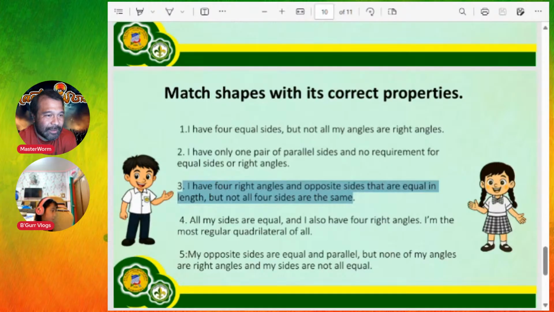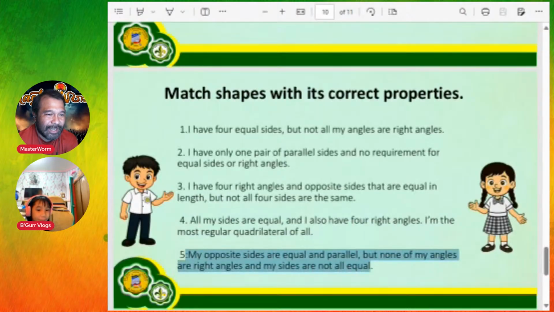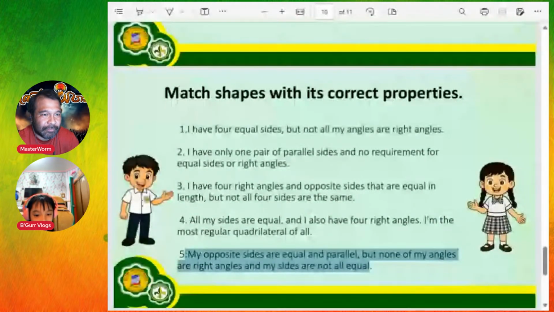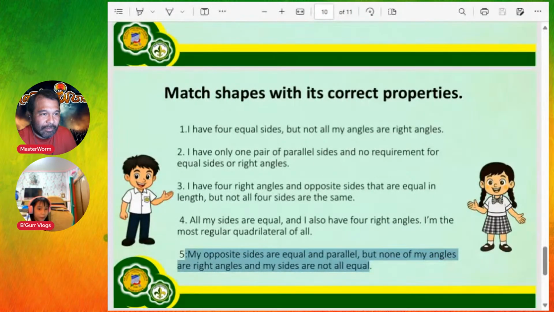Next: all of my sides are equal and I also have four right angles. I'm the most regular quadrilateral of all. Square. I forgot. And next: my opposite sides are equal and parallel, but none of my angles are right angles and my sides are not all equal. It's a rhomboid, or parallelogram.